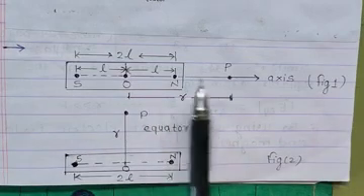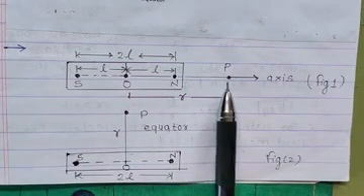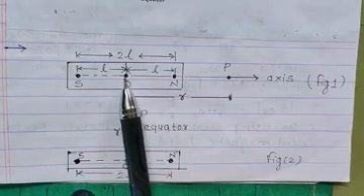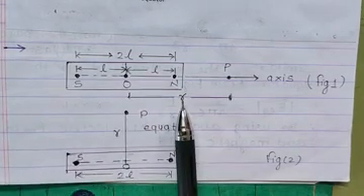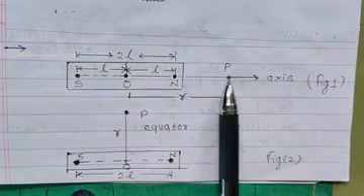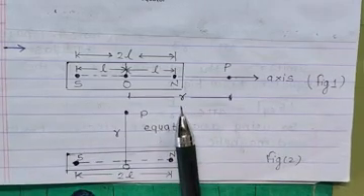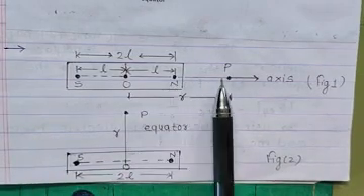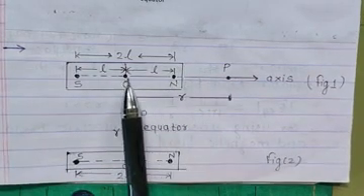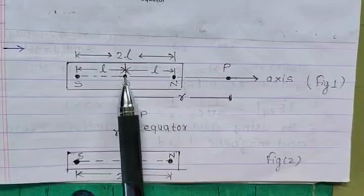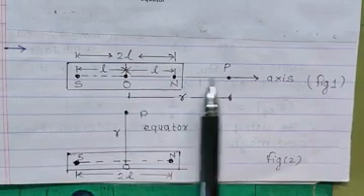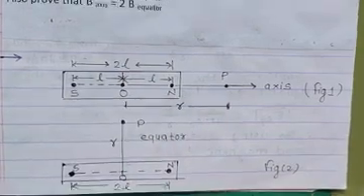Now consider a point P on the axis. So the distance of P from the center is R. That means OP is equal to R. Then PN is equal to R minus L, and SP is equal to R plus L.